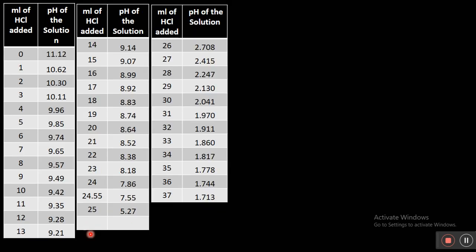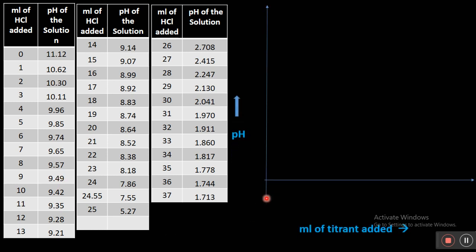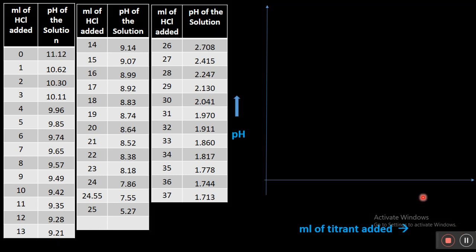So here pH is decreasing. That means the solution is becoming more acidic. At the end, at this point, my solution is strongly acidic in nature. Now let us plot the titration curve for this strong acid versus weak base. To plot, we need all the values of ml of acid added versus pH of the solution, so pH versus ml of titrant added. The plot of pH versus ml of titrant is like this.